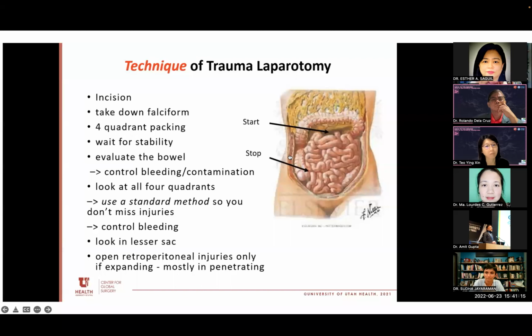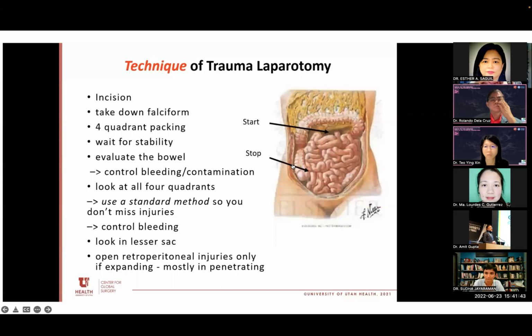And then because at that point I am already looking at the liver when I'm taking down the falciform, I pack the right upper quadrant quickly. Sometimes I pack the right upper quadrant and then take the falciform down, depending on how much blood there is and how unstable the patient is. But those are typically performed rapidly and immediately. And I pack the other quadrants, left upper quadrant and bilateral lower quadrants.